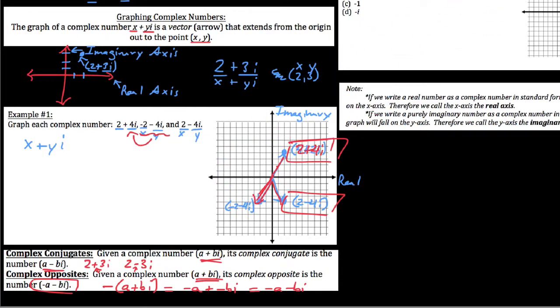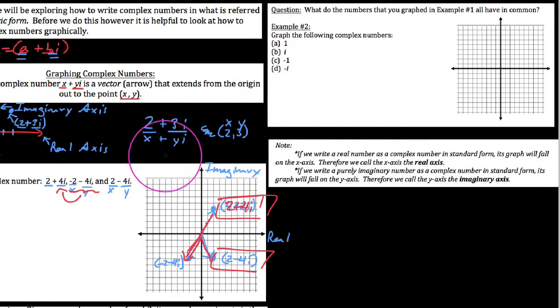So really quickly, it says, what are the numbers that we graphed in example number 1 all have in common? All these vectors have the same length, and they all have the same reference angle, and I think we can leave it at that for now.